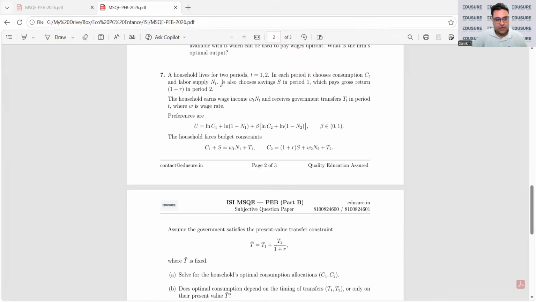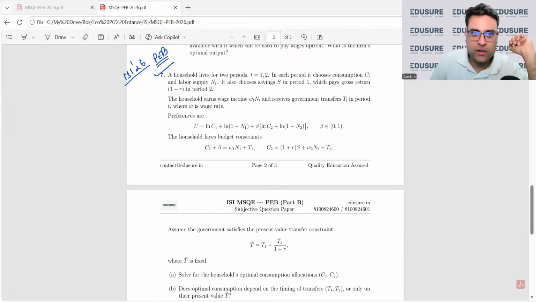Right. So let's take a look at ISI 2026 PEB question number 7. A household lives for 2 periods, period 1 and period 2. In each period, it chooses a consumption C1 and C2.